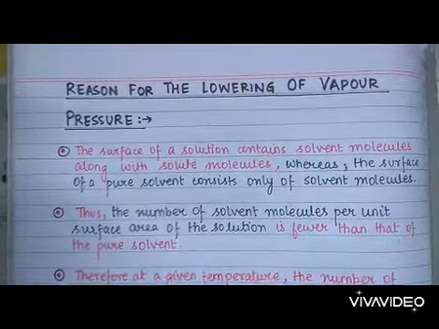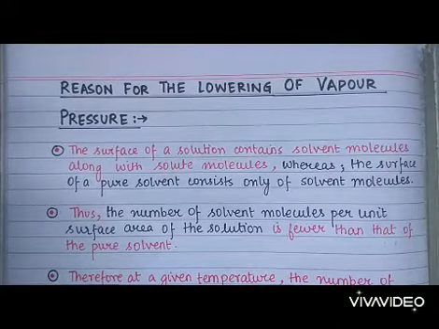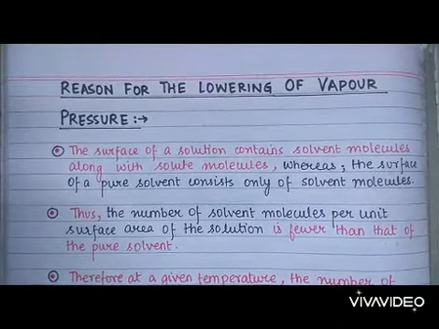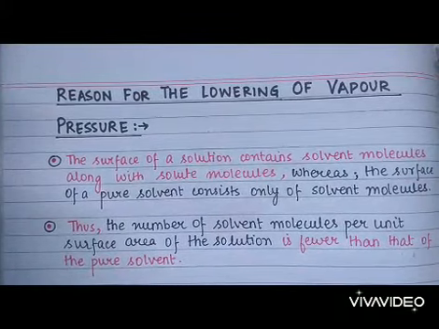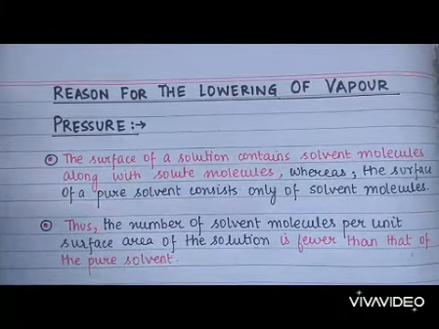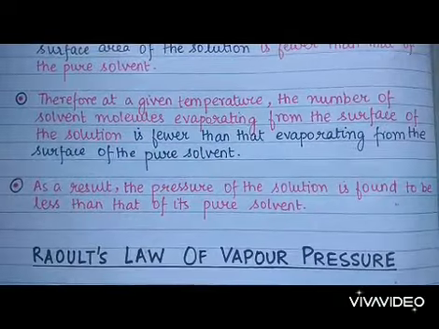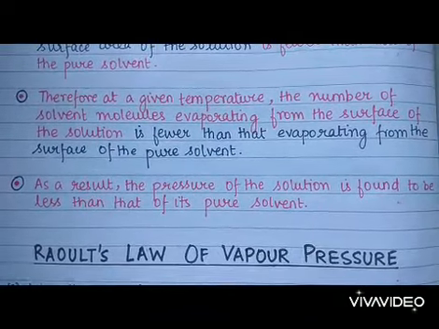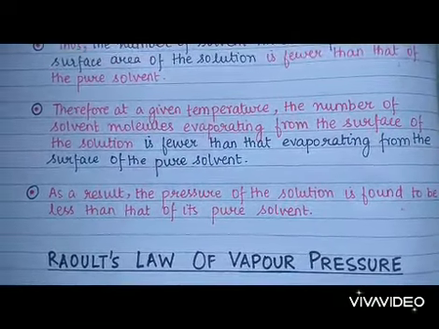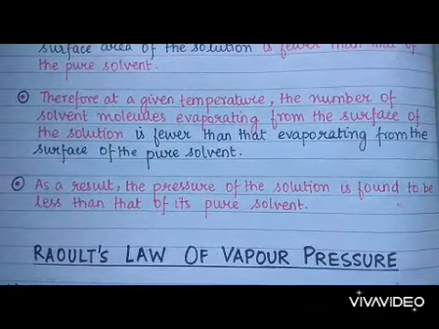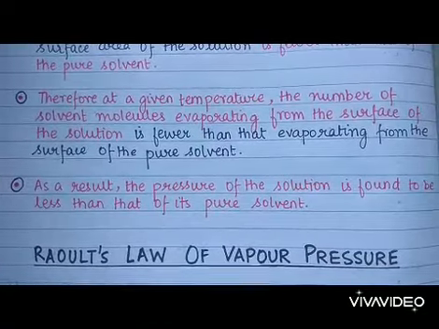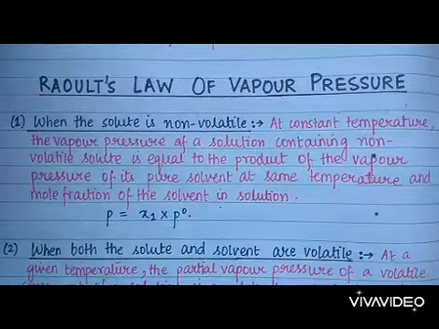The surface of a solution contains solvent molecules along with solute molecules, whereas the surface of a pure solvent consists only of solvent molecules. Thus, the number of solvent molecules per unit surface area of a solution is fewer than that of the pure solvent. Therefore, at a given temperature, the number of solvent molecules evaporating is less. As a result, the pressure of the solution is found to be less than that of its pure solvent.